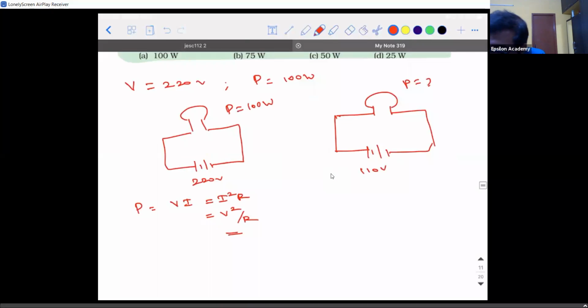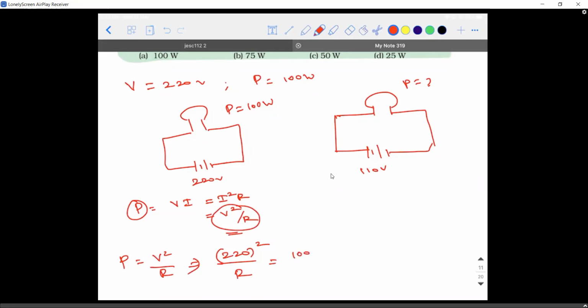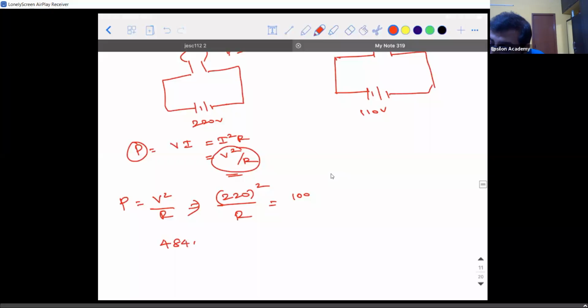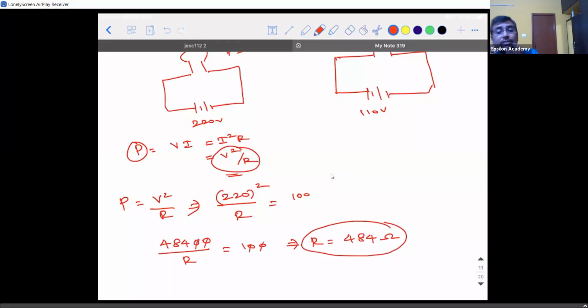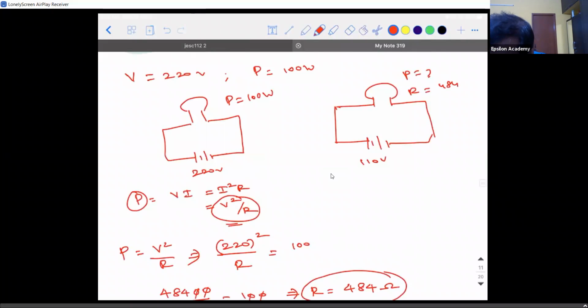So I will use the third formula. Power is equal to V square divided by R. So what is the value of V square? 220 square divided by R is equal to 100. So 220 square means 48400 by R is equal to 100. Cancel it. So what will be the value of resistance, guys? Is it not 484 ohm? The resistance of this bulb is 484 ohm. The same bulb is connected here. R is equal to 484 ohm. So power is equal to V square divided by R. V square is how much?